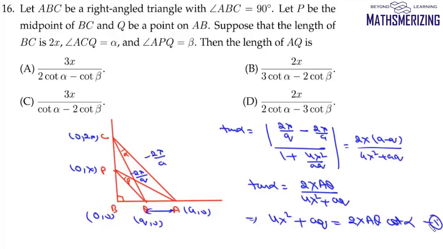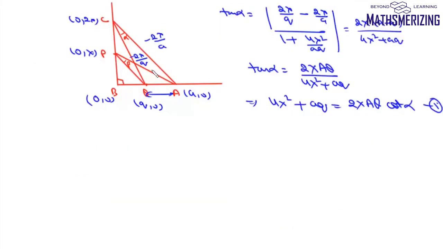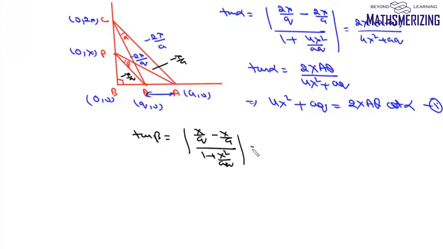And that's our first equation. Now in the same way, we can write the slope of AP will be minus x upon A and here it will be minus x upon Q. So from there we can write tan beta, and it will be x upon Q minus x upon A upon 1 plus x square upon AQ. So it will be x, and then again A minus Q will be AQ, upon x square plus AQ.